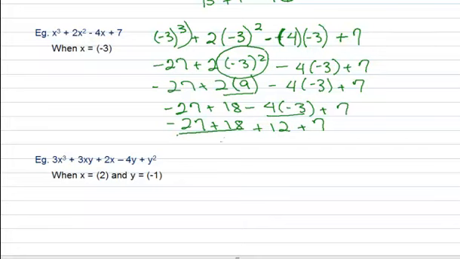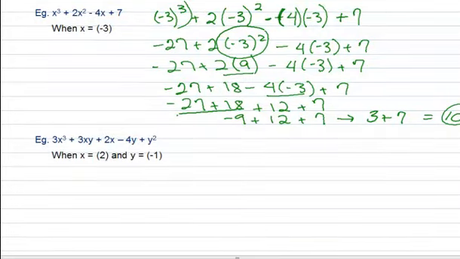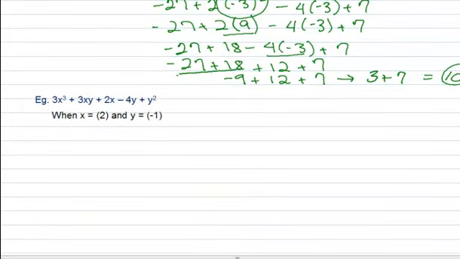-27 plus 18 is -9. I'm going to go this way because I'm running out of room here. -9 plus 12 is 3. And 3 plus 7 is 10. So hopefully you're getting the hang of this. My suggestion is to pause this video and try this one on your own. I'm going to go ahead and do it real quick now. Just pause it if you'd like to do this before I show you how to do it.